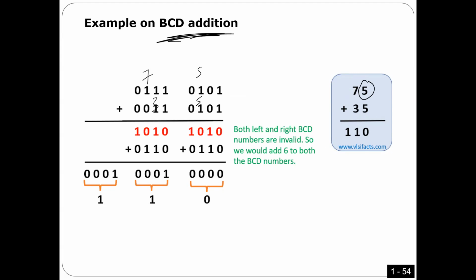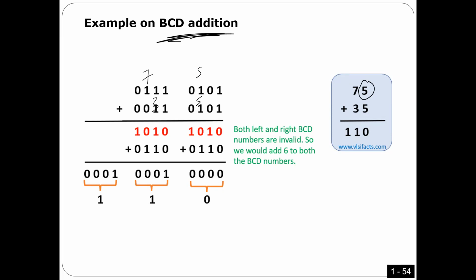Because this digit is a decimal digit, but it is represented in binary, it has to be a number from 0 to 9. It can't be 10, right? Because this is a decimal number, but I represent it in binary. It's not a binary number. If it's a binary number, in 4 bits I can represent the numbers from 0 to 15. But now, because this is a decimal number, every digit has to be between 0 and 9. It cannot be 10. You understand what I'm saying?